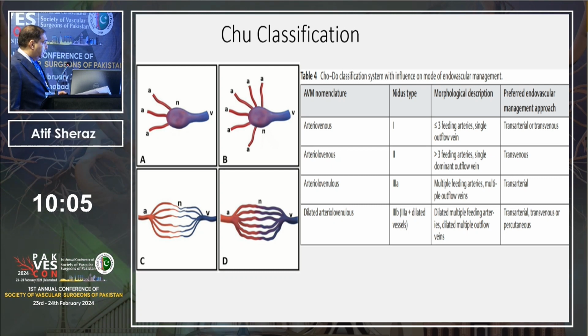So this is a commonly used classification, which is the Chu-Do classification. In the first type, there is a nidus supplied by less than 3 arteries and a single outflow vein. In the second, there are multiple feeding arteries and a large vein, and then multiple arteries and multiple veins, and dilated arteries and veins. The recommendation is that in Chu type 1, we go for a transarterial or transvenous approach. In 2, we go for a transvenous approach. In 3A, a transarterial approach. And in 3B, we go for a transarterial, transvenous, or percutaneous approach. Practically, mostly what we are getting is 3A and B.